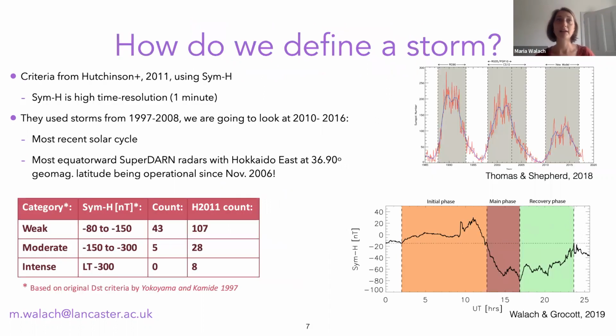So how do we define a storm? I already mentioned that we're looking for this southward deviation, and I made my life fairly simple here by using somebody else's criteria. I use SYM-H, and I use the same criteria that were used by Hutchinson et al. The reason why I used the Hutchinson et al. study for my criteria is because I wanted to look at geomagnetic storms using SuperDARN, and Hutchinson did. So at the start of all this, I wanted to have a point of comparison, so I thought it would be useful to use that.